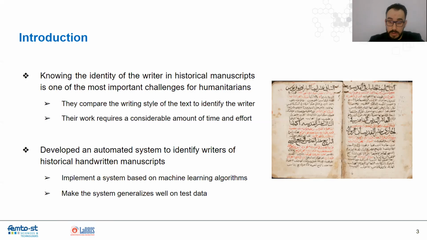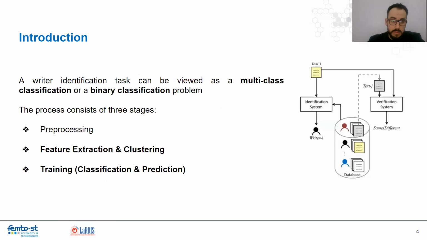So our challenge was to develop an automated system to identify the writers of historical handwritten manuscripts in different languages. So we started by implementing a system based on machine learning, and we tried to make it generalize well on the training dataset in order to be able to use it on different languages and different styles. A writer identification task can be viewed as a multi-class classification and a binary classification problem.